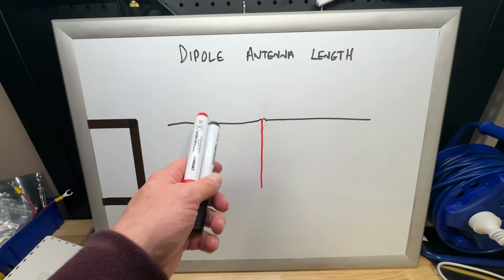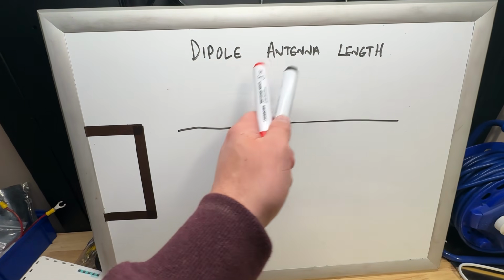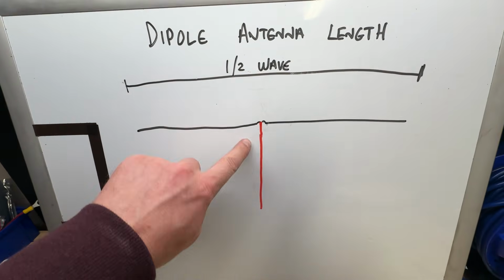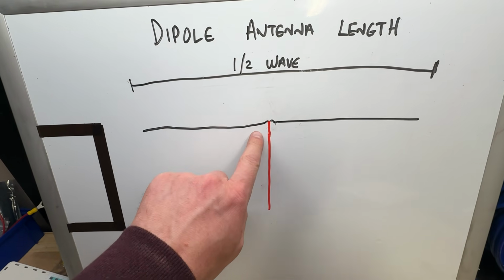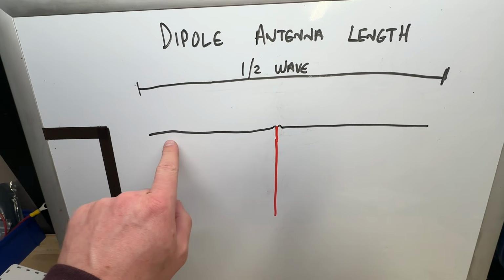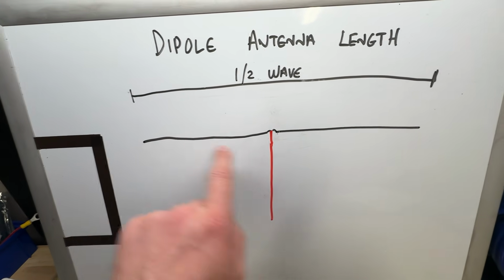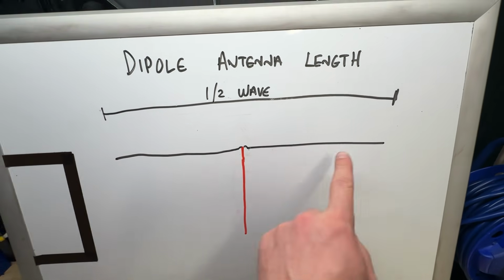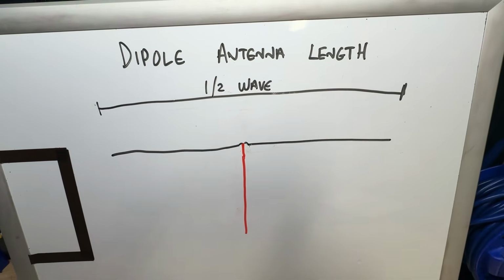Hey guys, so in this quick video I'm going to show you how to calculate a dipole antenna length. So here we have our dipole. We've got the red part, which is the coaxial cable, and that is feeding each part of the dipole. One side here is a length of wire, and the other side here is another length of wire. And the total length makes up a half wavelength.